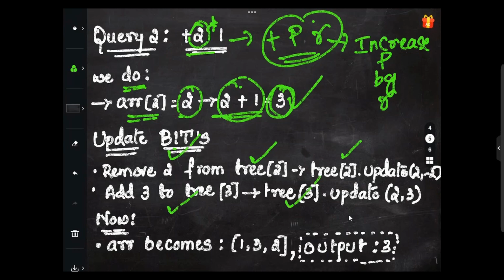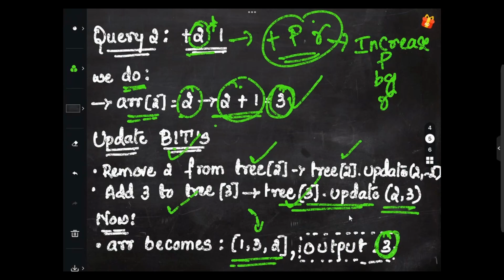The update operation is very important for this particular problem. Tree 3 dot update, this will be 2 comma 3. Now array becomes 132, quite obviously, right? So now array becomes 132, which consists of 3 elements. So the output will be quite obviously 3. So after updating the binary index trees or the fenwick tree, we have got the output 3 here.